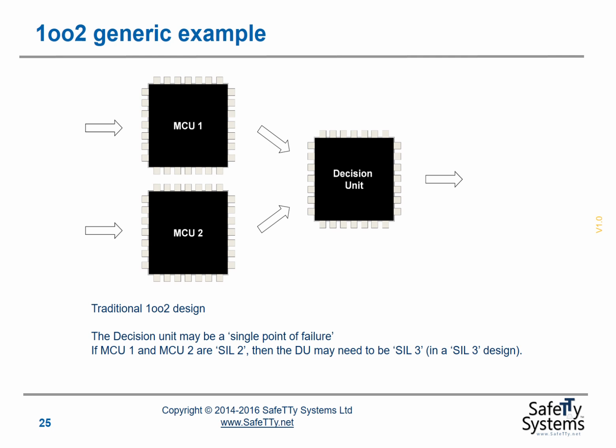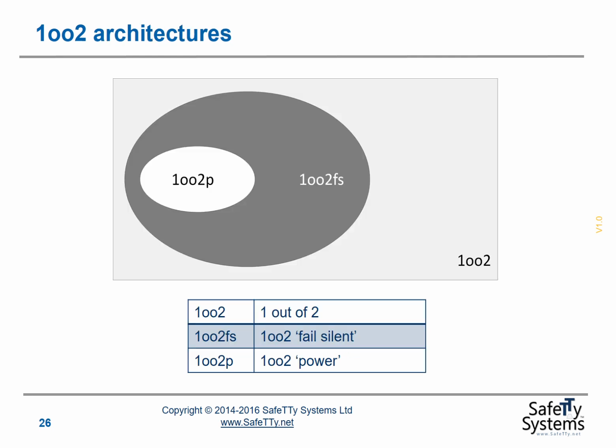So this is a generic example of such a 1 out of 2 design, a traditional 1 out of 2 design. So we have two microcontrollers doing some processing, and then we have a third decision unit that decides, based on the inputs from these two microcontrollers, what our system should do. This is just a more general example of a 1 out of 2 architecture. So we have a 1 out of 2 framework here.